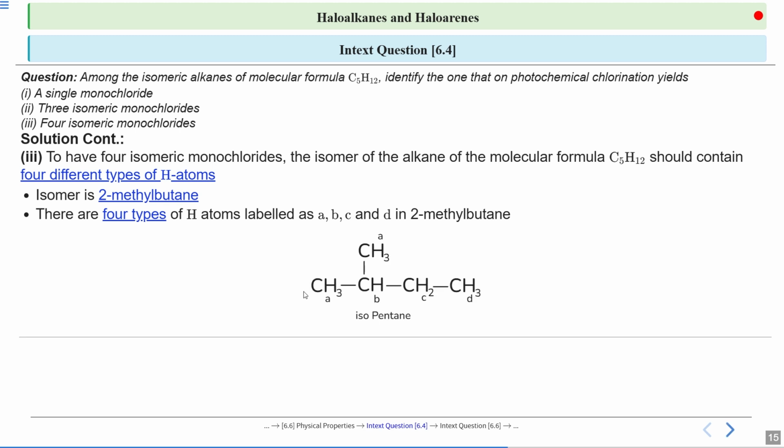So let's see the structure. This is isopentane or 2-methyl butane, where at the second position there is a methyl, and in the parent chain we have 4 carbons. And there are 4 different types of hydrogen present: A, which is present at the CH3 at the very first carbon, B at the second carbon, C at the third carbon, and D at the fourth carbon. Okay, and after replacing these 4 different kinds of hydrogen atoms with chlorine, you will get 4 different isomeric monochlorides of the molecular formula C5H12.